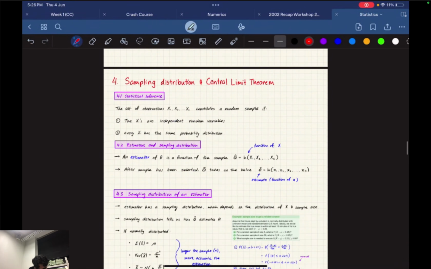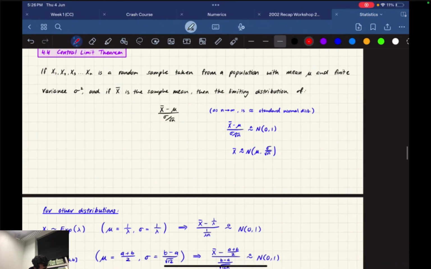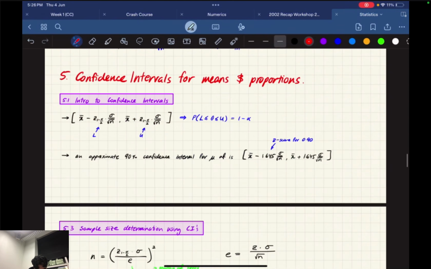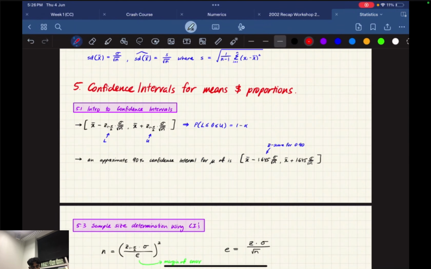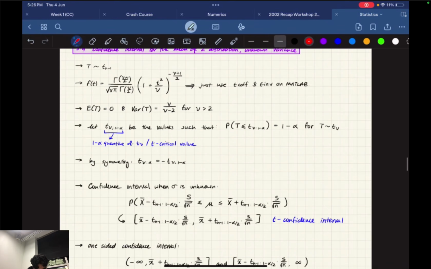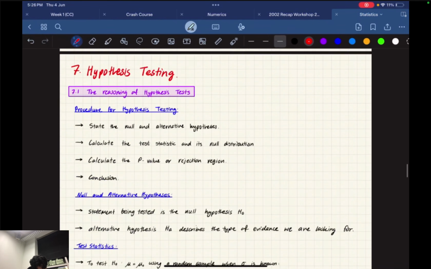What else can I cover? Central limit theorem. Hey, I'll quickly cover confidence intervals and I'll end it there for today. This is getting a bit late.